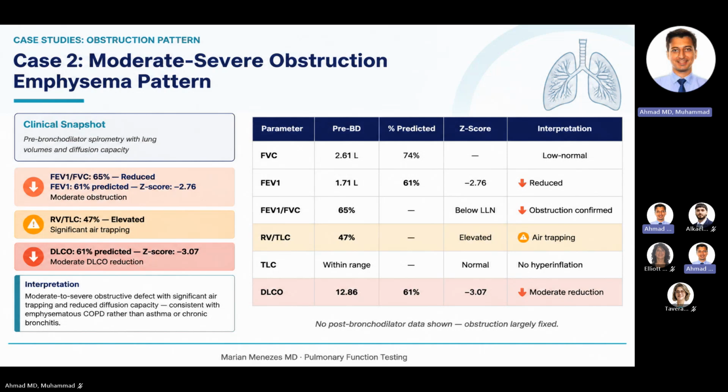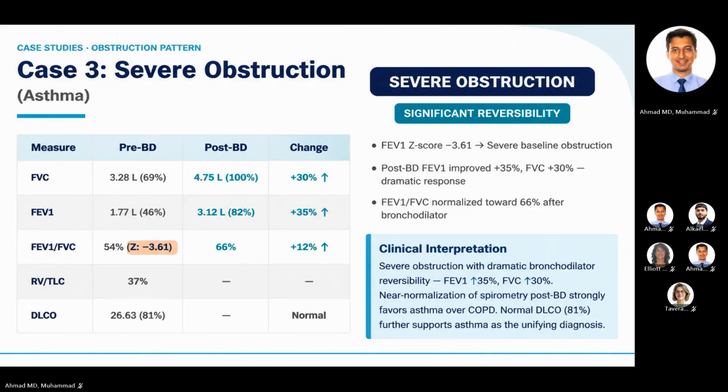Remember, I said earlier, in chronic bronchitis the bronchial tubes are involved, while in emphysema it is destruction of the alveoli. It is the alveolar gas exchange which causes a reduction in your diffusion capacity.